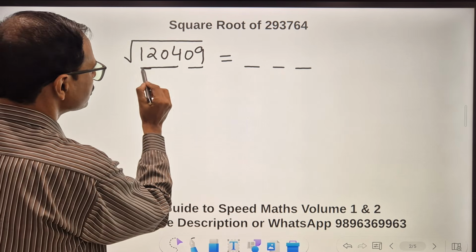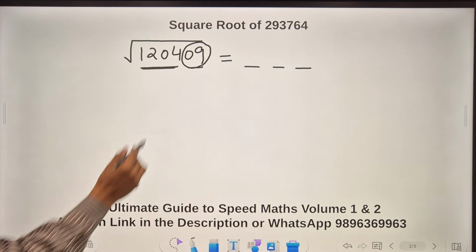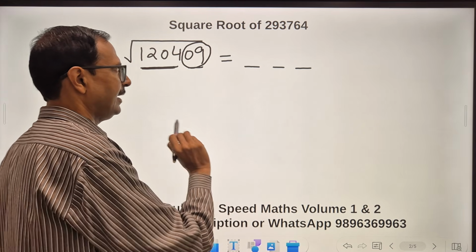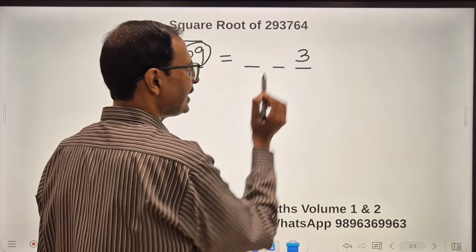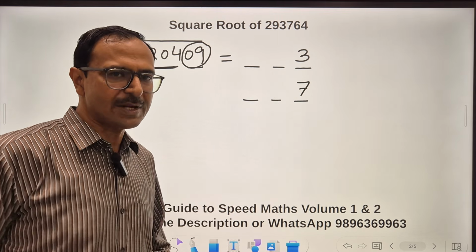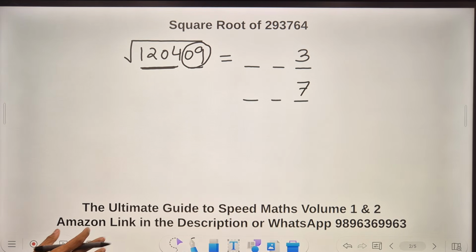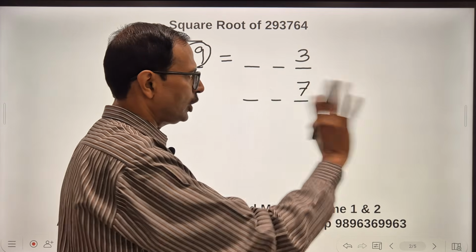Now I'll combine the first 2 pairs and only consider the last pair. 09 ends in 9. Only 3 square ends in 9 or 7 square ends in 9. 7 square is 49. That ends in 9, right? The answer will end in 3 or 7 surely.